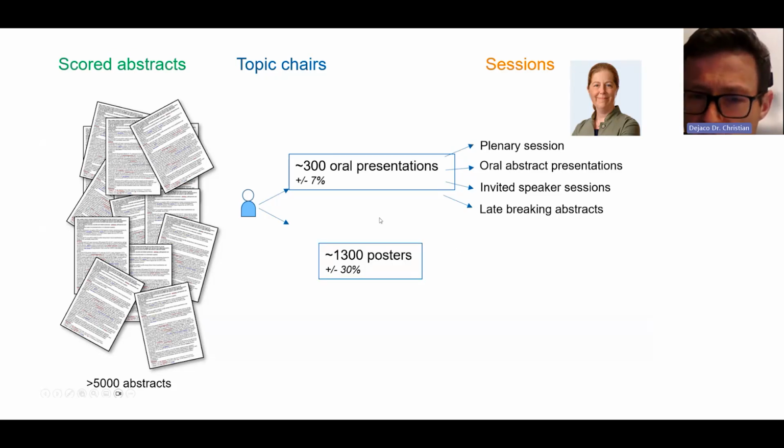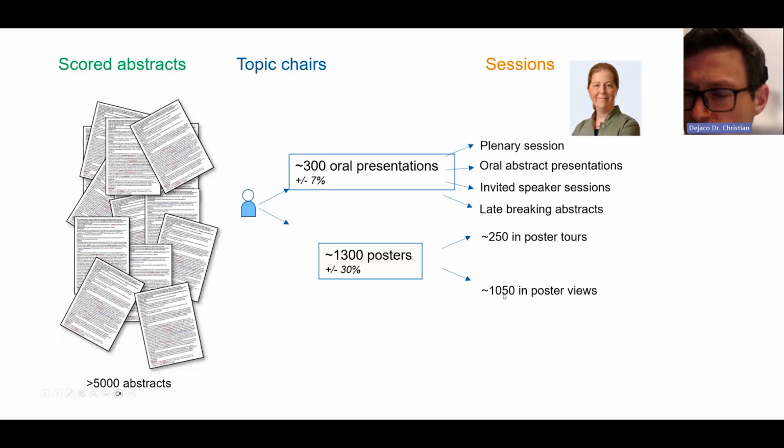While the others that are considered eligible for presentation are selected as posters. And we have around 1,300 to 1,500 posters. And then within the posters, we have the possibility of a poster tour. So those within the category of the posters which have the best rating are selected as a poster tour, whereas the others are the general poster views.